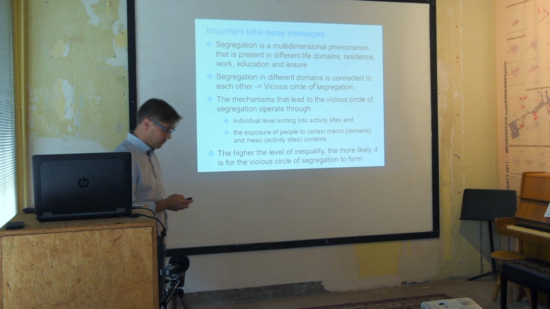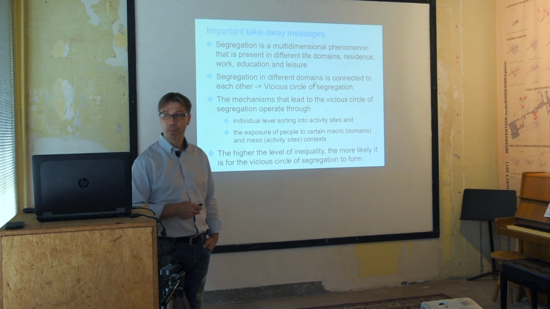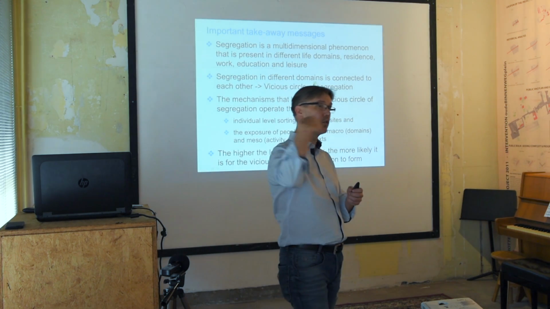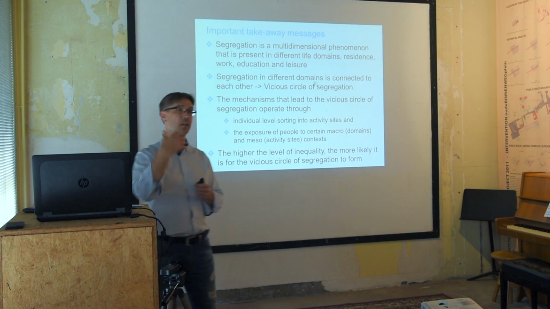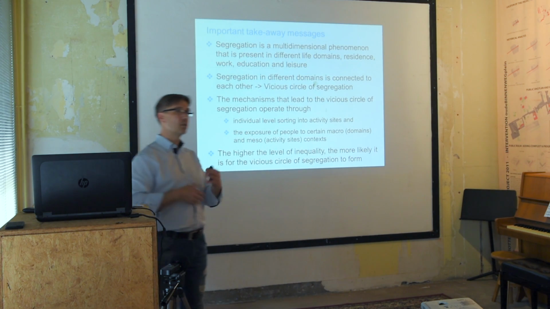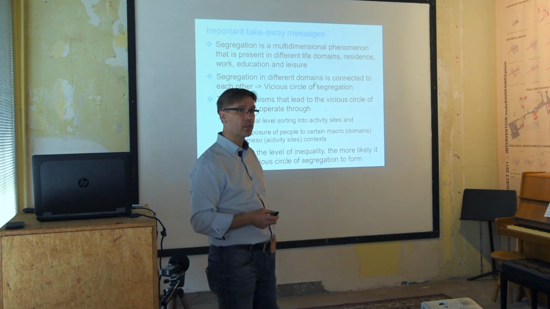So, to sum up, what I try to communicate to you is that segregation is clearly a multi-dimensional phenomenon. We usually focus on places of residence, but actually the levels of segregation can and do get transmitted between different domains: from places of residence, work, education, and also leisure. So they are very connected, systematic. Income differences translate into housing differences, translate into educational differences, and educational differences again translate into labor market differences. And that's how the vicious circle of segregation operates. It operates through the individual sorting.